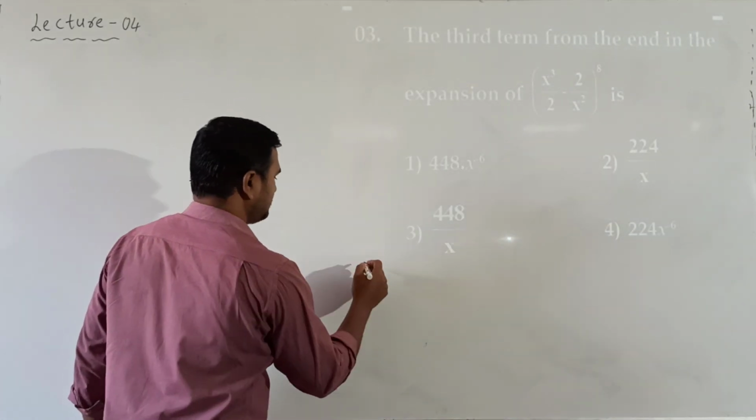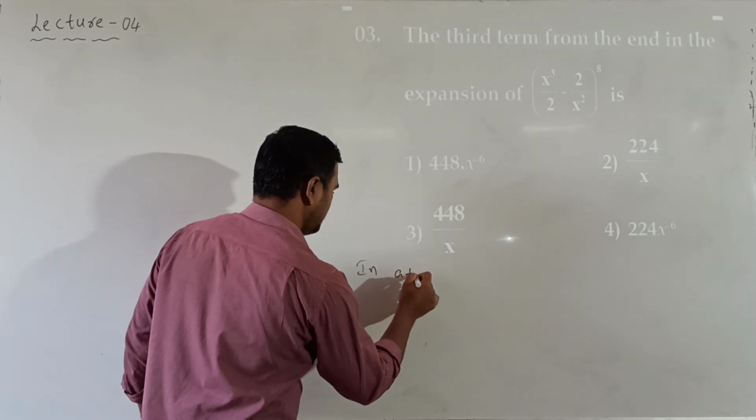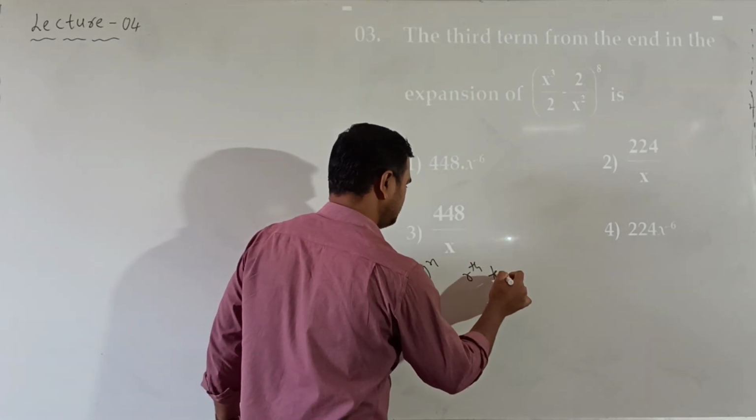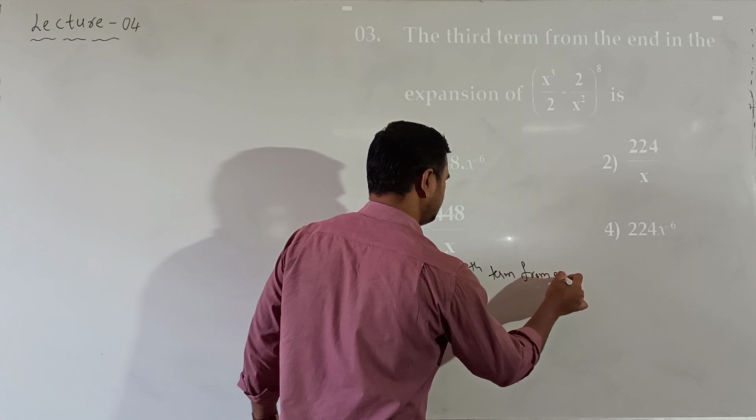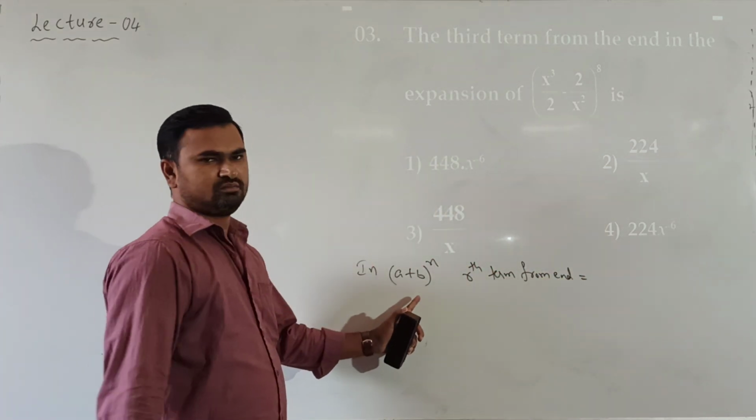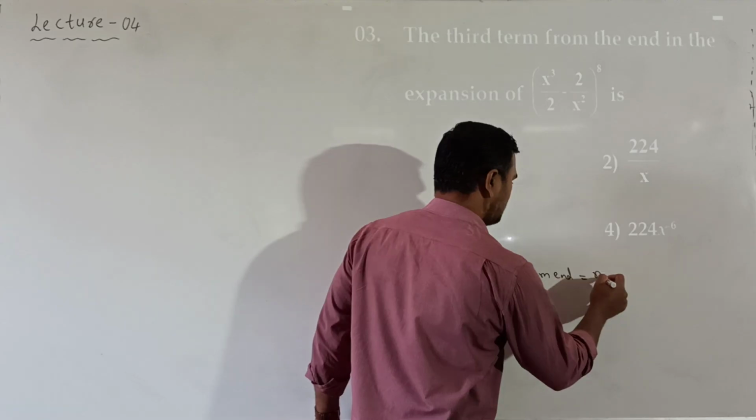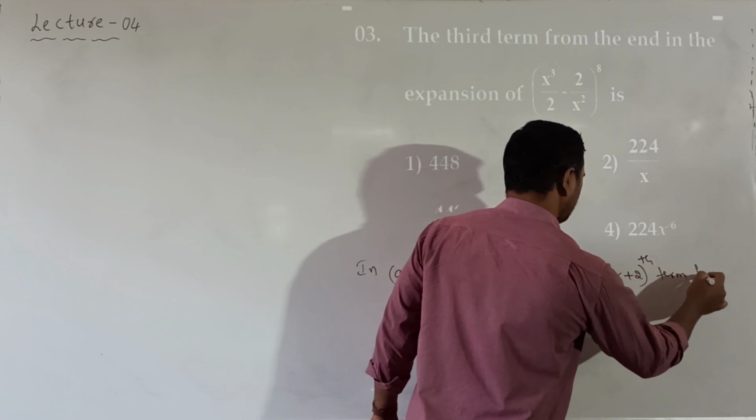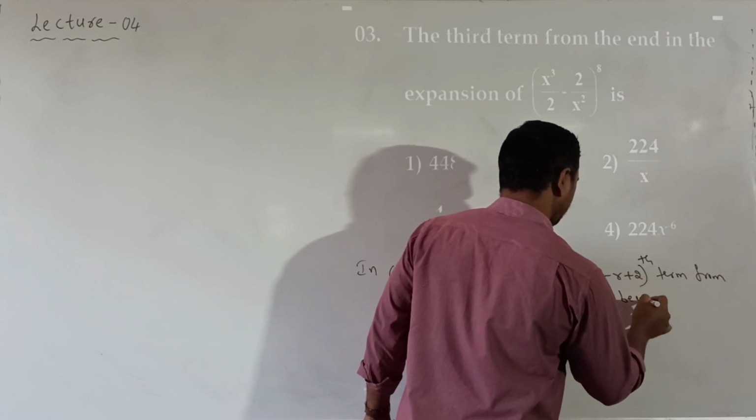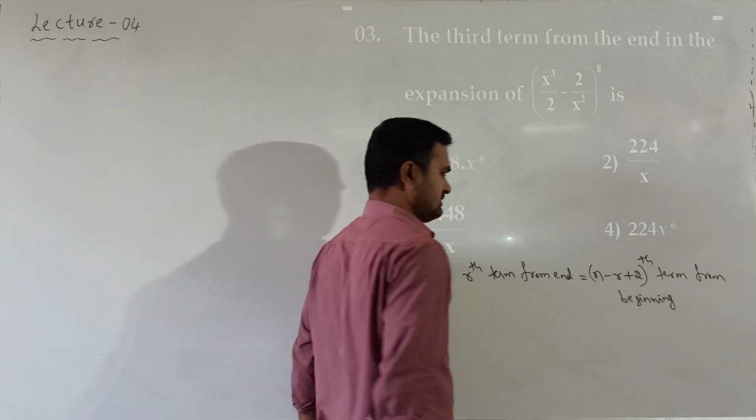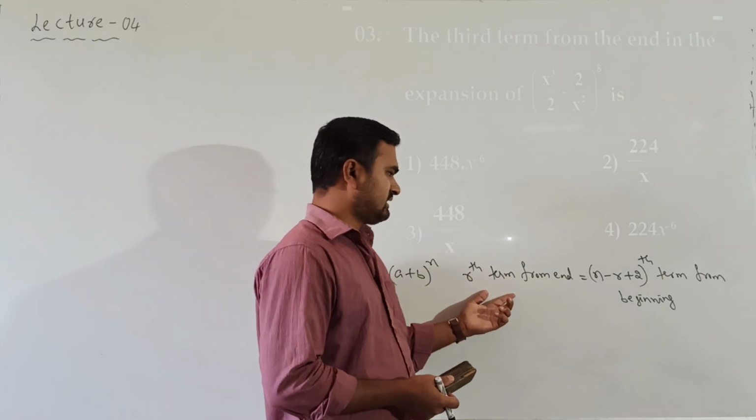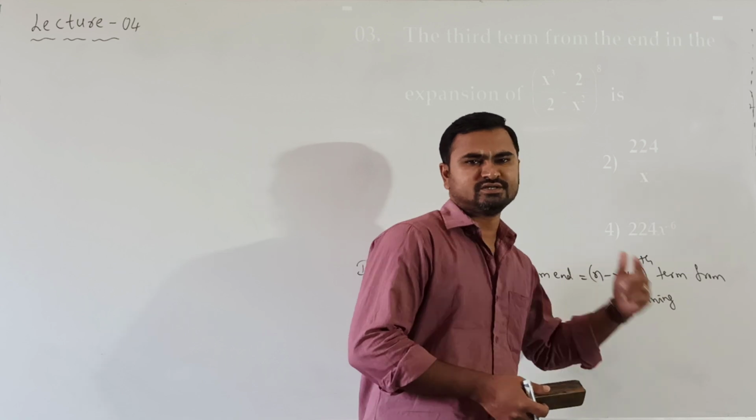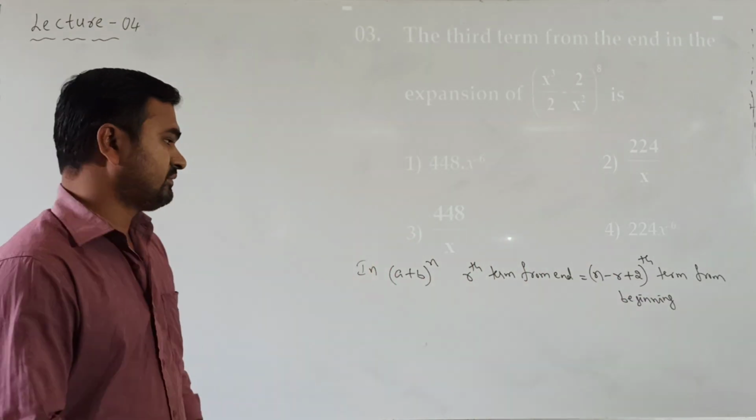The formula is: in the expansion (a plus b) whole power n, the rth term from the end is the same as the (n minus r plus 2)th term from the beginning. This formula we studied. So this we can find by using the general term. Okay, so try to remember the formula.